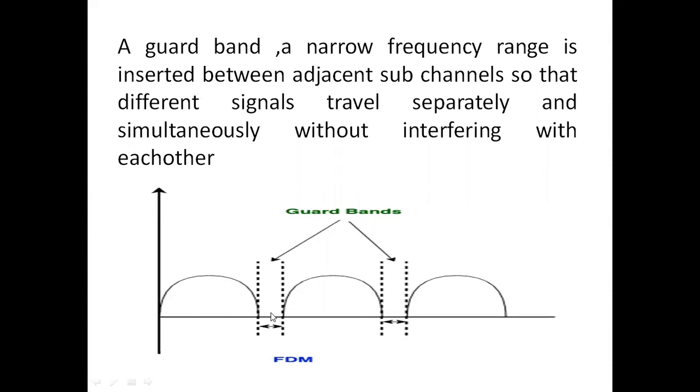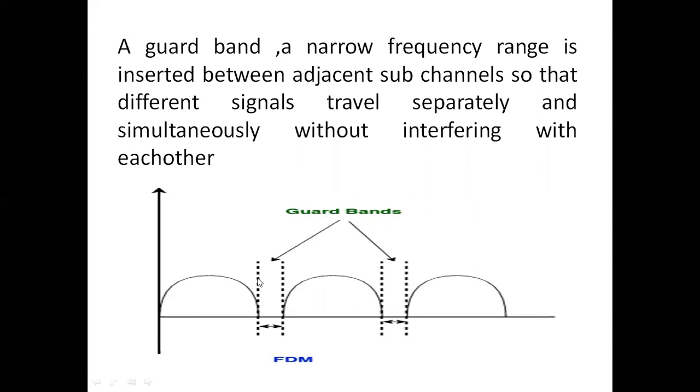Why are we inserting this guard band? This guard band is used to eliminate the interference between the channels. A guard band, or narrow frequency range, is inserted between the adjacent subchannels so that different signals can travel separately and simultaneously without interfering with each other. That is the purpose of using a guard band.